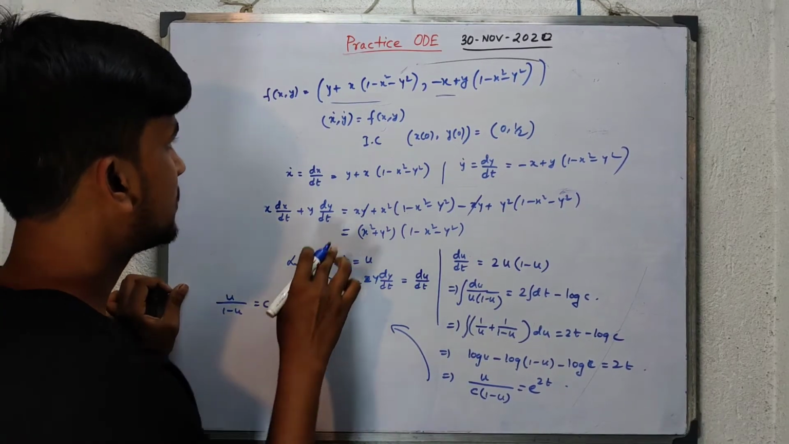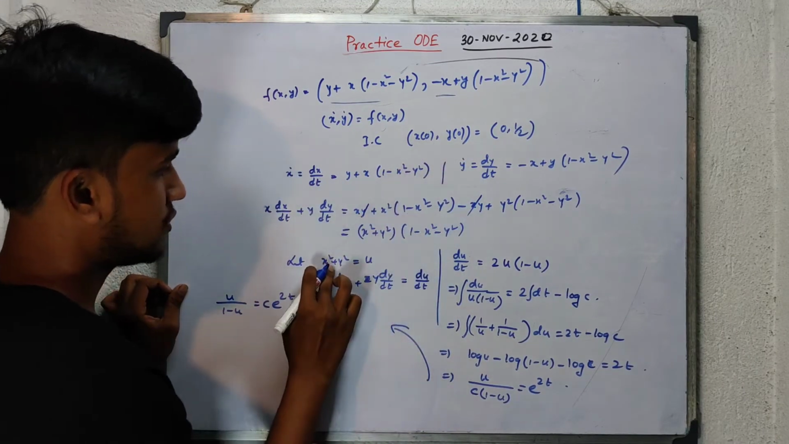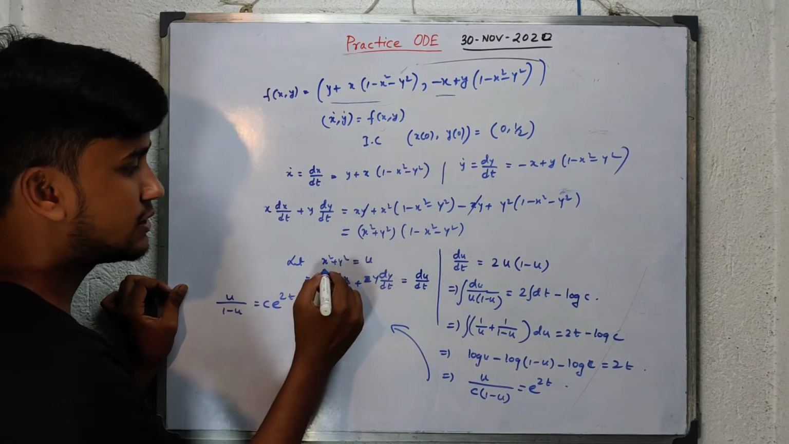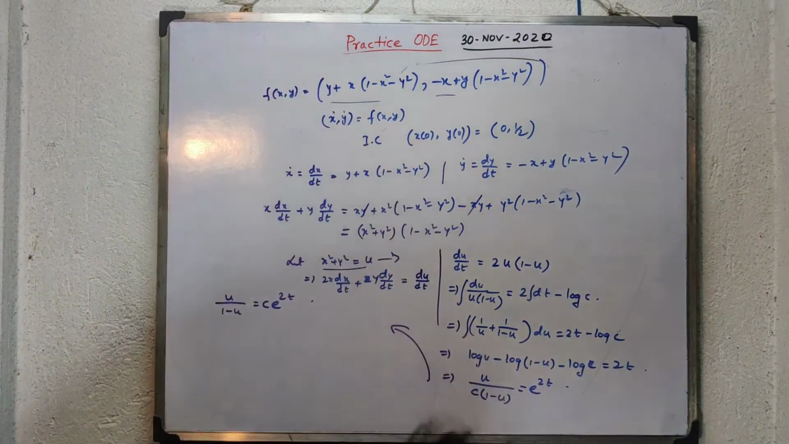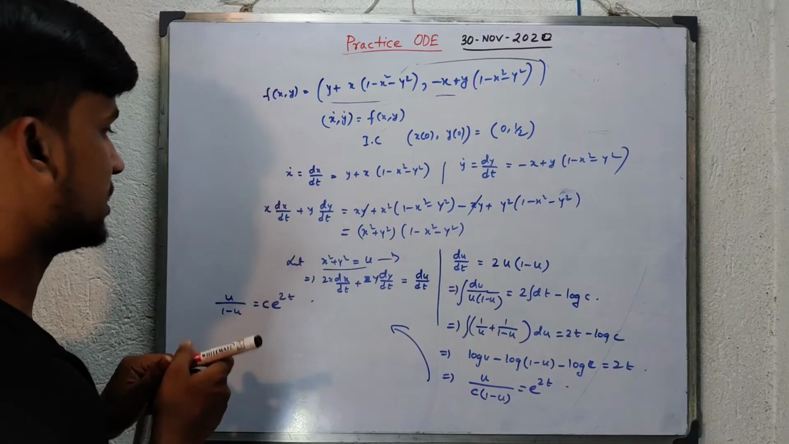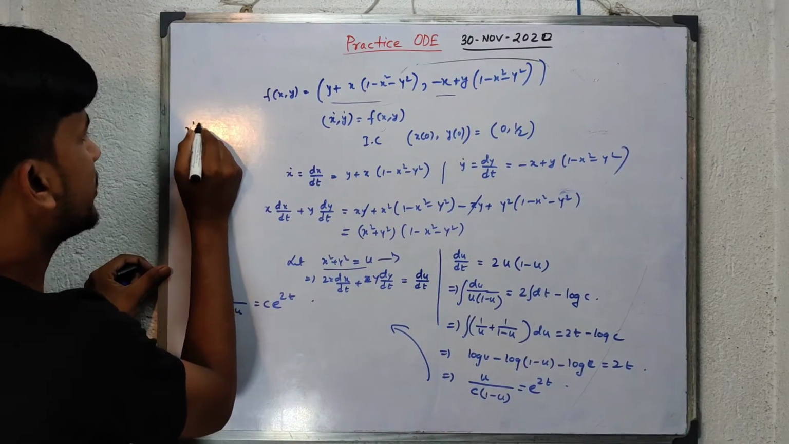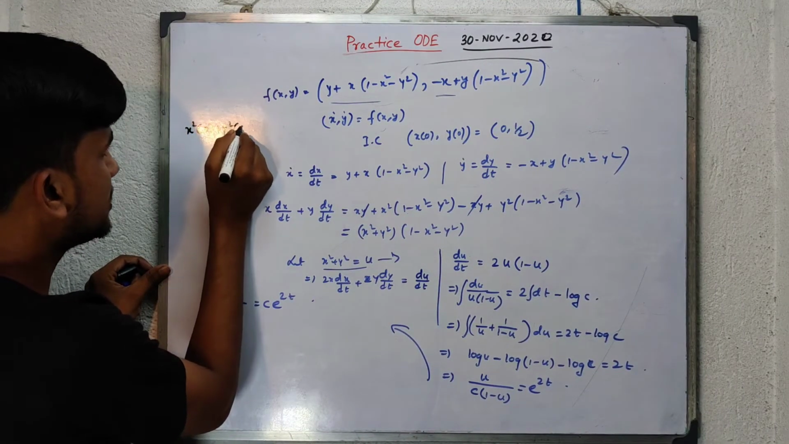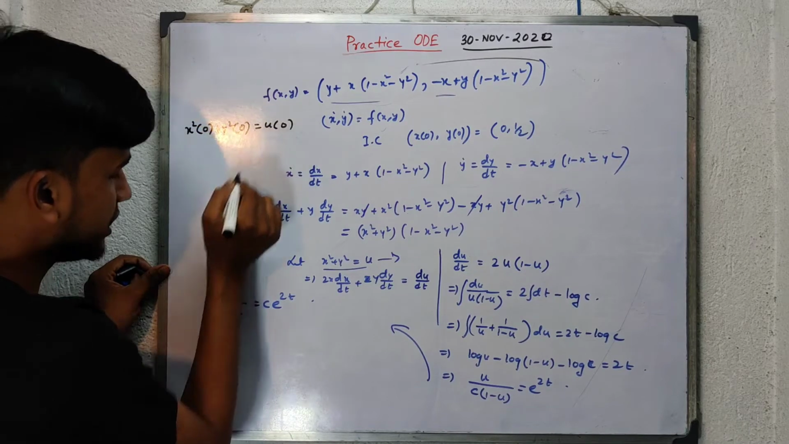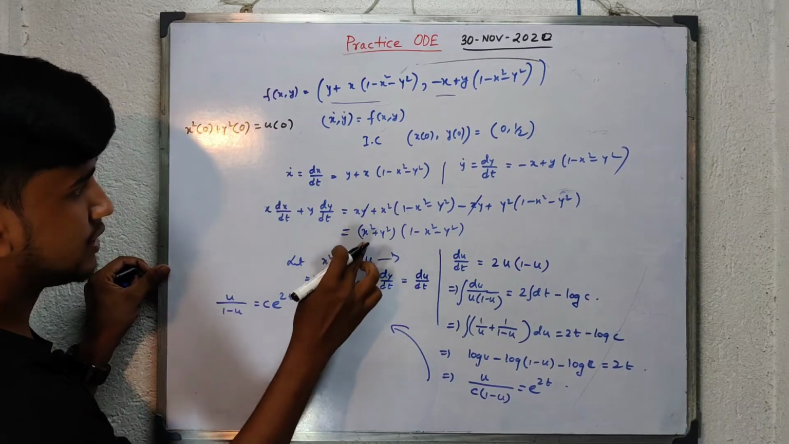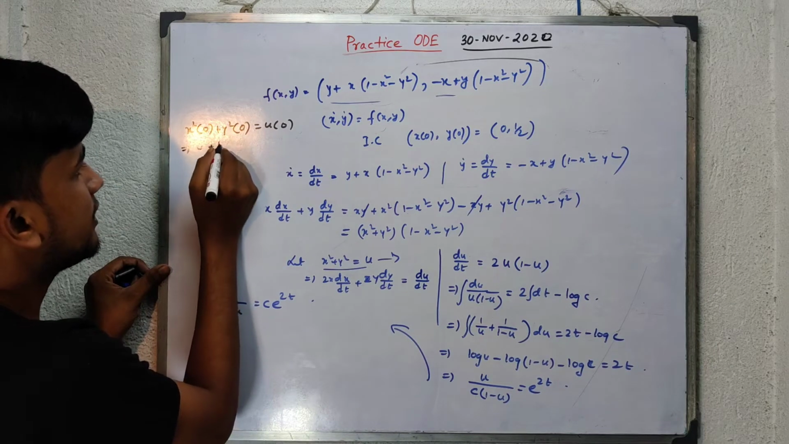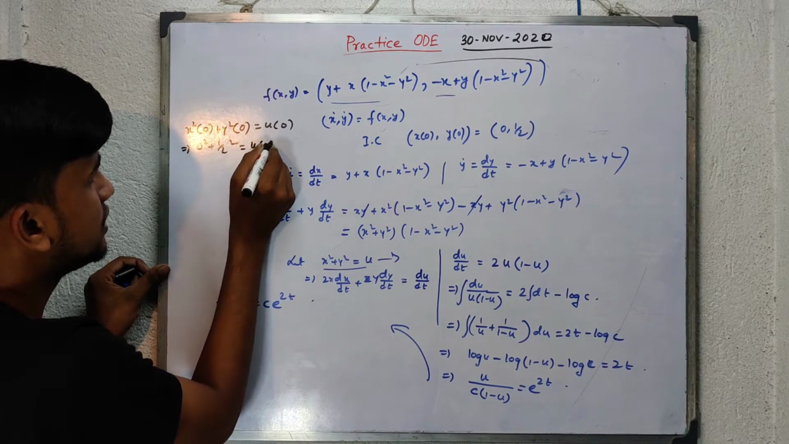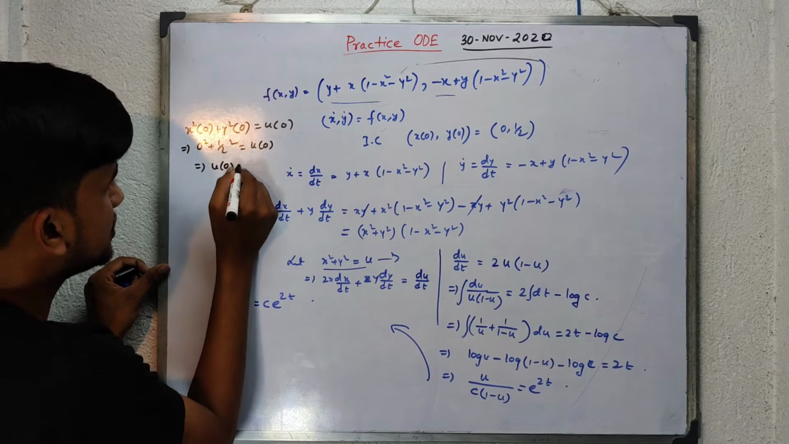Okay, now if we put t equal to 0 in this equation, then we get x square 0 plus y square 0 equal to u0. Now put the values here: x0 is 0 and y0 is half, so this implies 0 square plus half square equal to u0. So that means u0 is equal to 1 by 4.